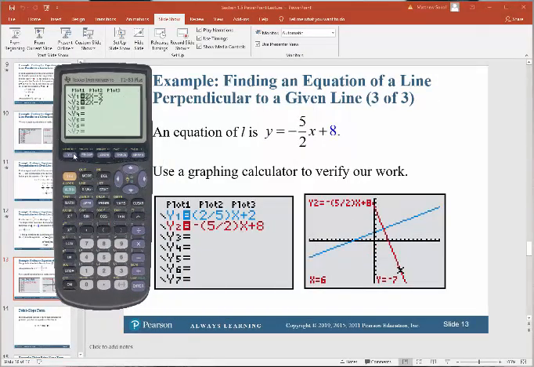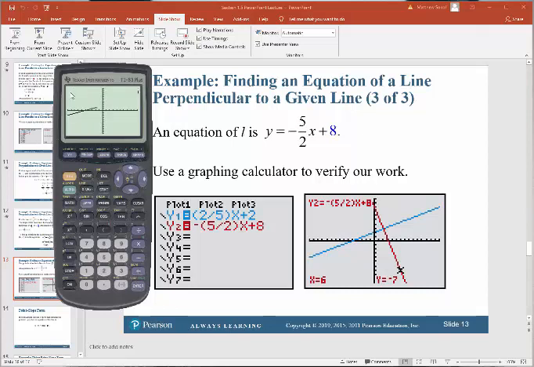All right, so I'm going to go back to y equals. I'm going to have to clear out both of these. The first line that was given, when you have fractions, you're going to have to put them in parentheses. So 2 divided by 5, close the parentheses, x plus 2. And then the line we just found was negative, and then in parentheses, 5 divided by 2, x plus 8.